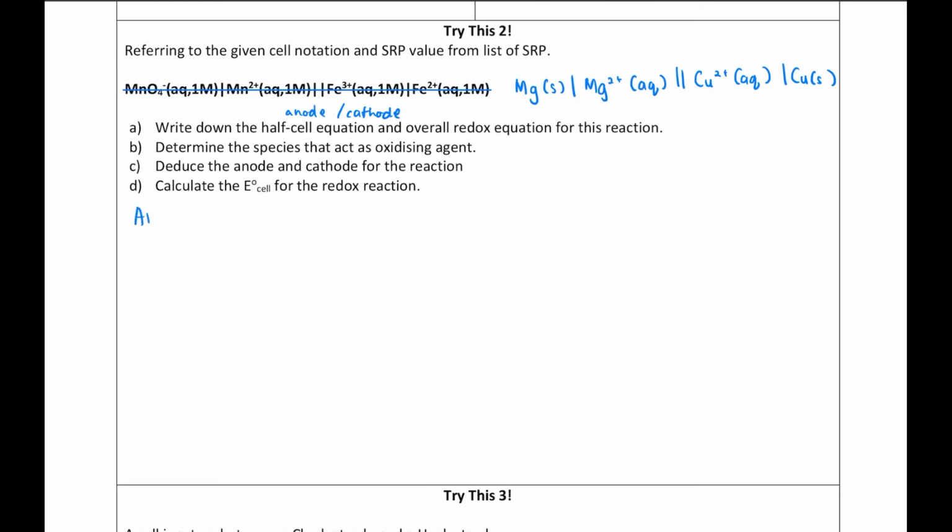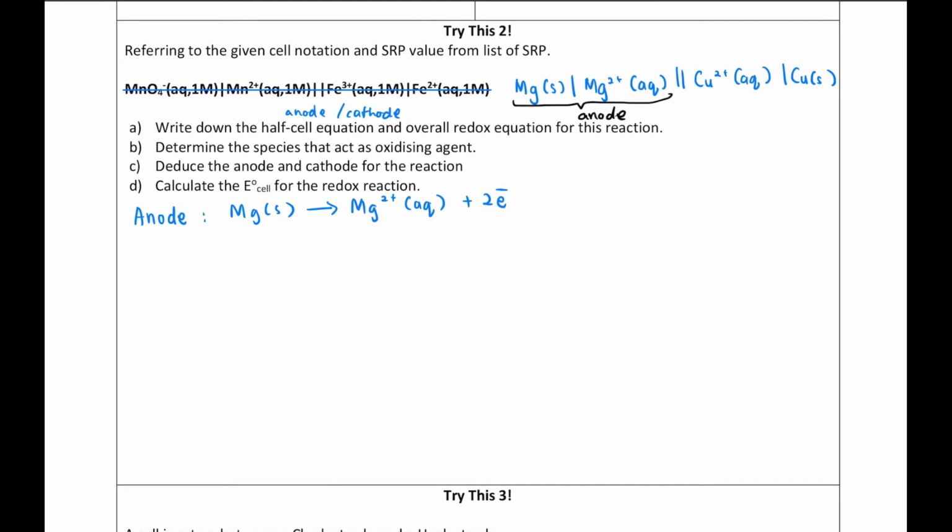Okay, so let us start with anode. Okay, so anode we know that from the cell notation yang sebelah kiri ni lah, ini adalah anode. Okay, so from Mg solid we produce Mg2 plus aqueous. Alright, so how to balance? Okay, so nak balance kita tambah 2 elektron je lah. Okay, so now our equation dah balance.